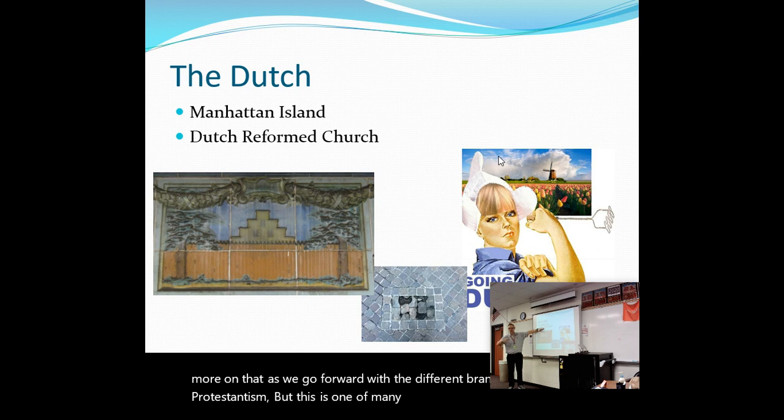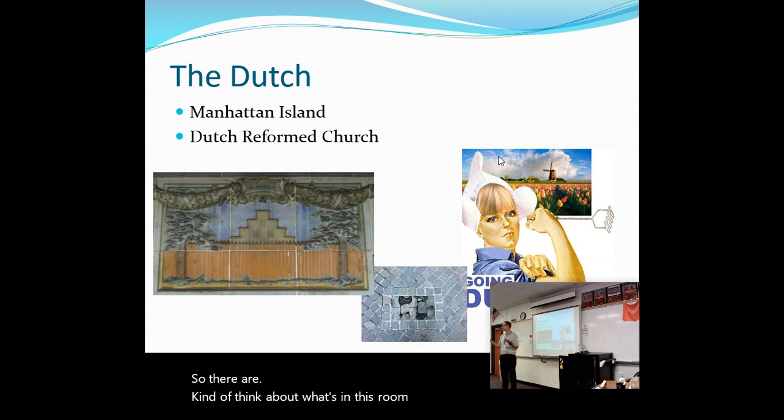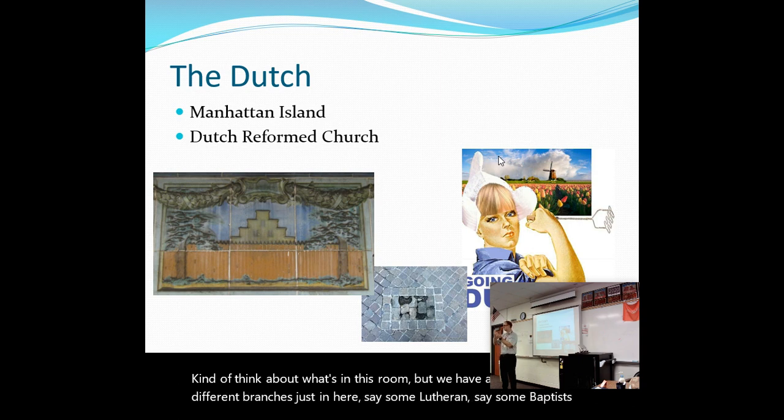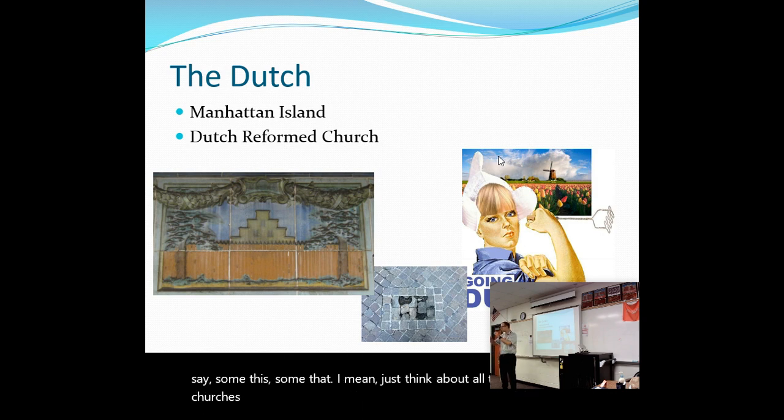So more on that as we go forward with the different branches of, say, Protestantism, but this is one of many. And again, just to put in perspective of how many branches of Protestantism there are, just think about what's in this room. I bet we have at least 10 different branches just in here. Say some Lutherans, say some Baptists, say some this, some that. I mean, just think about all the different churches, and they all tweak religion a little bit differently. So this is one of those tweaks.